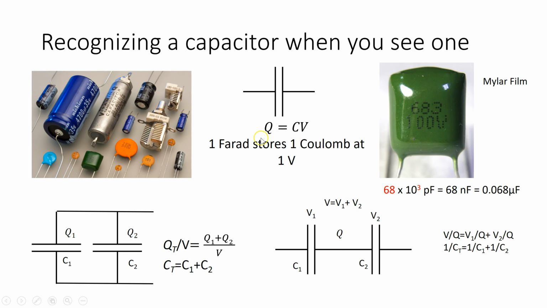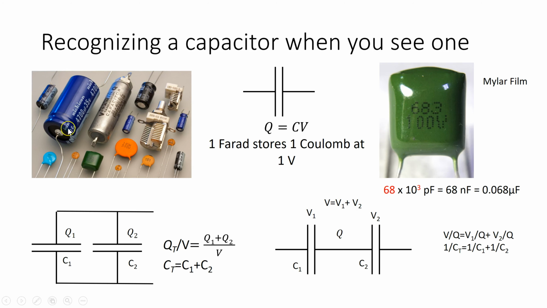Here's the defining equation for a capacitor. The total charge stored on these plates is given by the capacitance times the voltage. The unit of capacitance is the farad, after Michael Faraday, and 1 farad stores 1 coulomb of charge when a bias of 1 volt is applied across a capacitor. Here are some examples of capacitors.